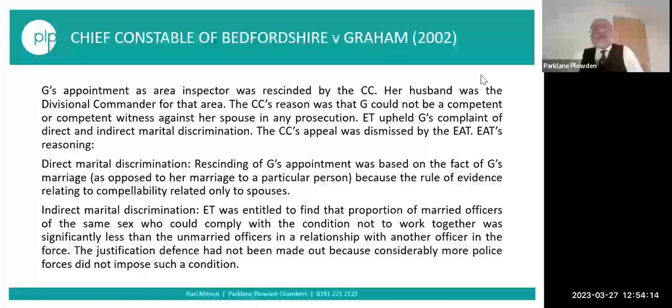Okay, so in that belief, the Chief Constable got it wrong, because spouses are competent but not compellable. That was the law then, that's still the law now. But in the scheme of things, that mistake didn't matter.